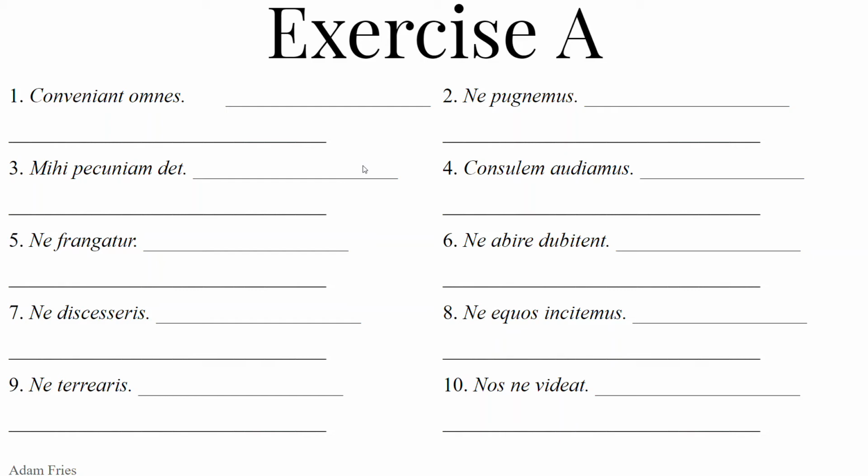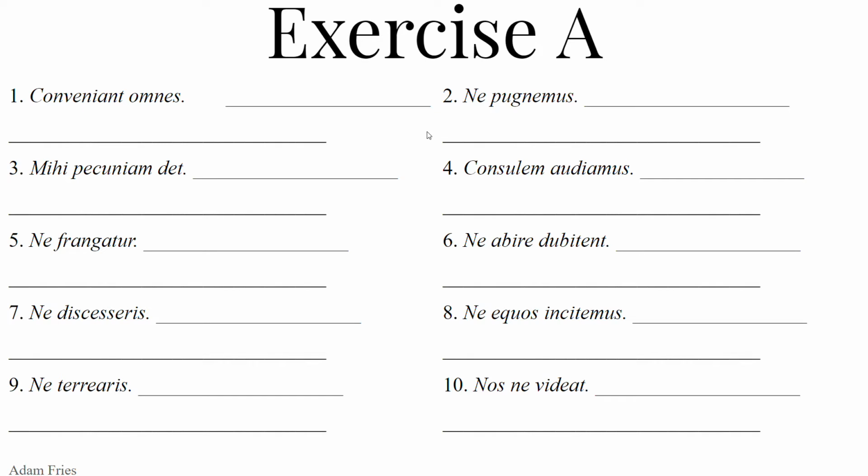Salvete omnes. This is independent subjunctive usage, chapter 43, exercise A. The instructions are to identify which independent use of the subjunctive is being used in each of the following Latin sentences, and then we are to translate each of the Latin sentences into English. So we'll start with number 1, conveniant omnes.